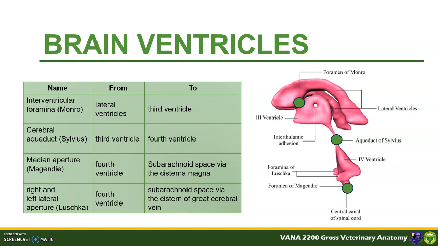The fourth ventricle is continuous with the subarachnoid space via the cisterna magna through the median aperture or the foramen of Magendie. Also, the fourth ventricle exits at the subarachnoid space via the cistern of the great cerebral vein through the right and left lateral apertures or the foramina of Luschka.